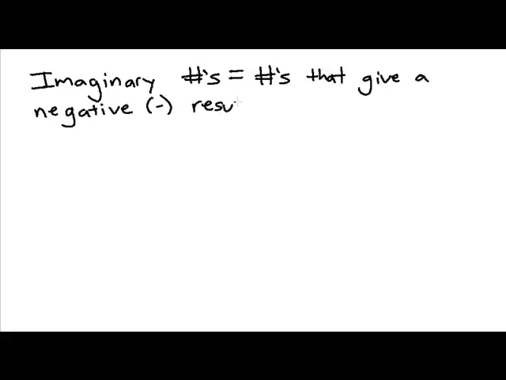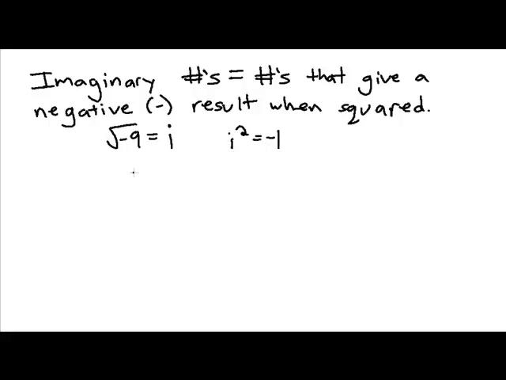Imaginary numbers are numbers that give a negative result when squared. The square root of negative 9 is i. i squared is negative 1. i is the imaginary unit.